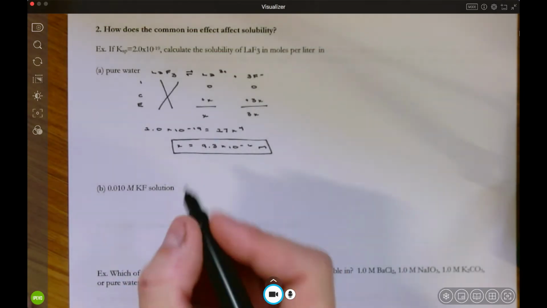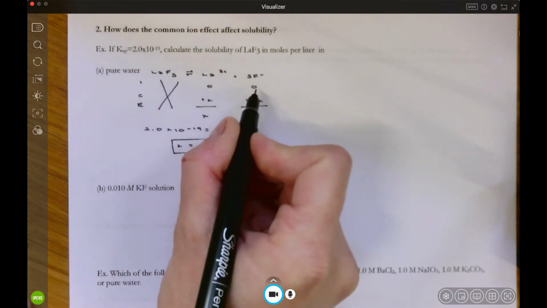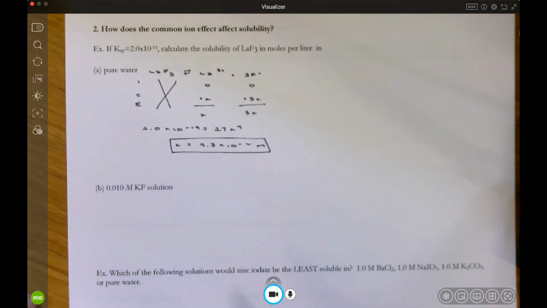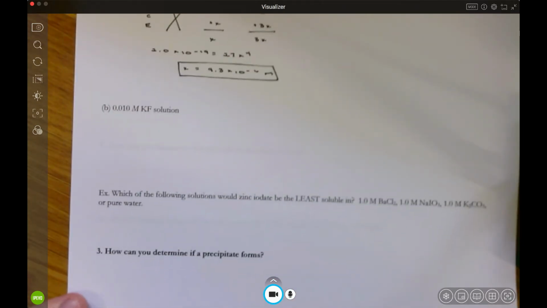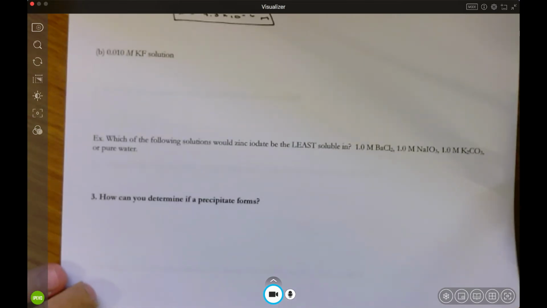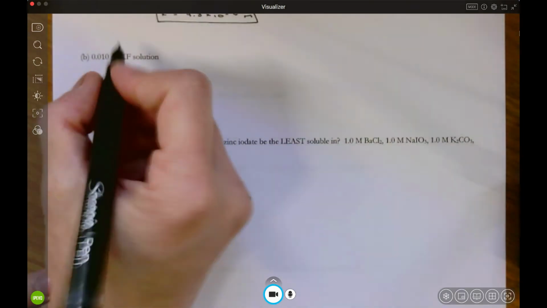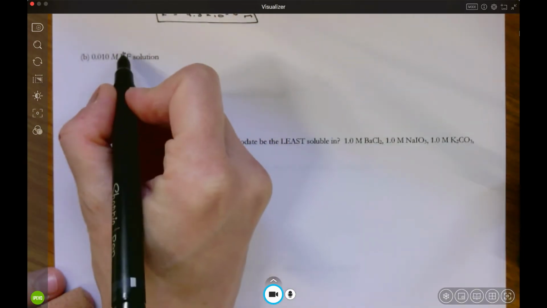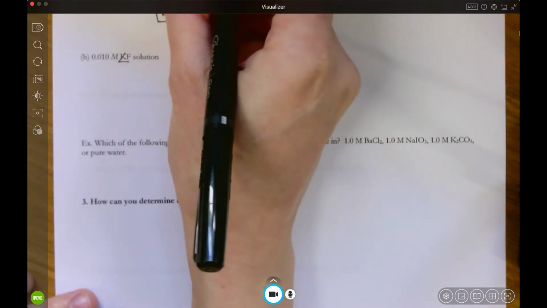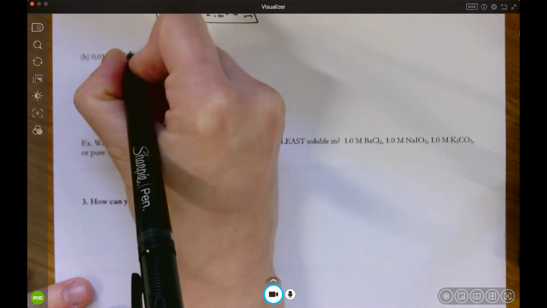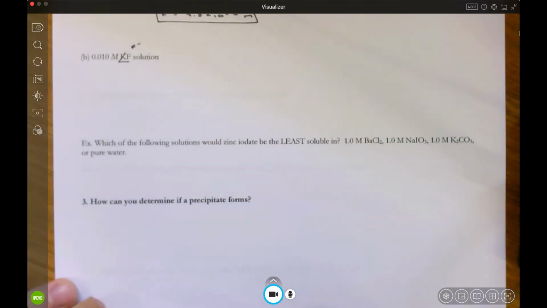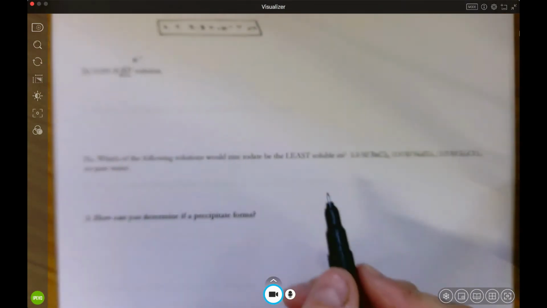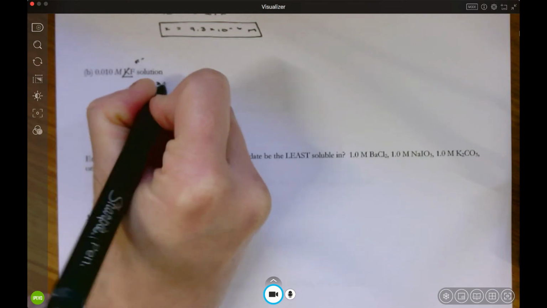Here's the issue. Notice I start with 0 of La3+ and F minus. What if that isn't the case? If I actually start with one of these, then I have a situation which is the common ion effect, meaning that the ion already exists in solution. So here I start off with some KF. Well, obviously K has nothing to do with this reaction because K isn't in LaF3. However, the F minus is in your original dissociation reaction. It's right there.